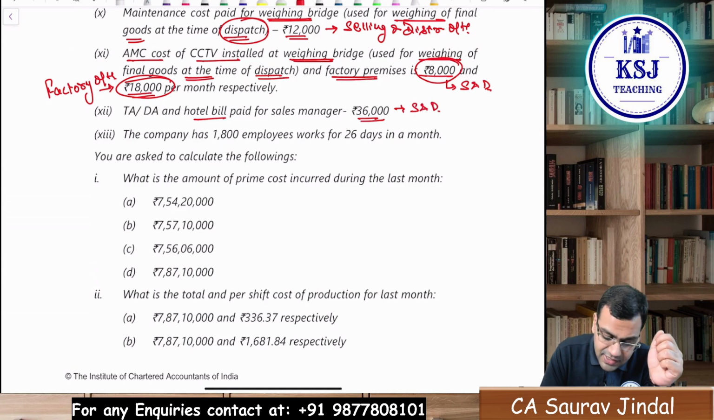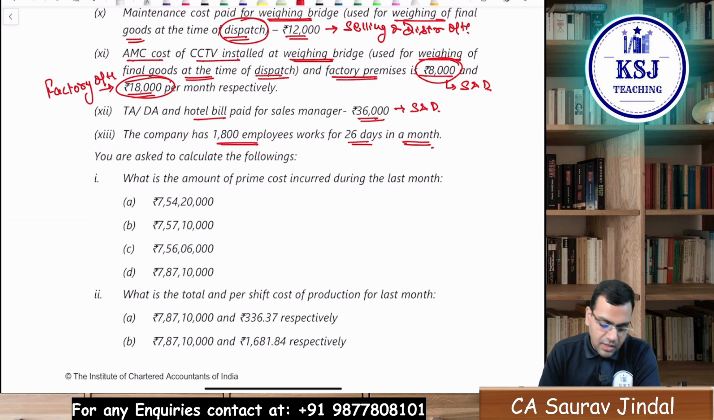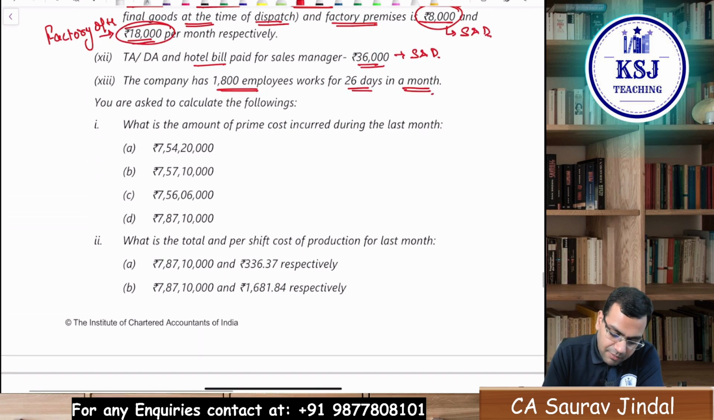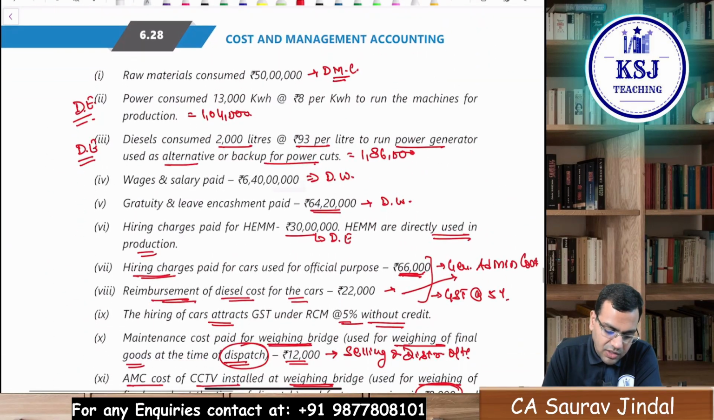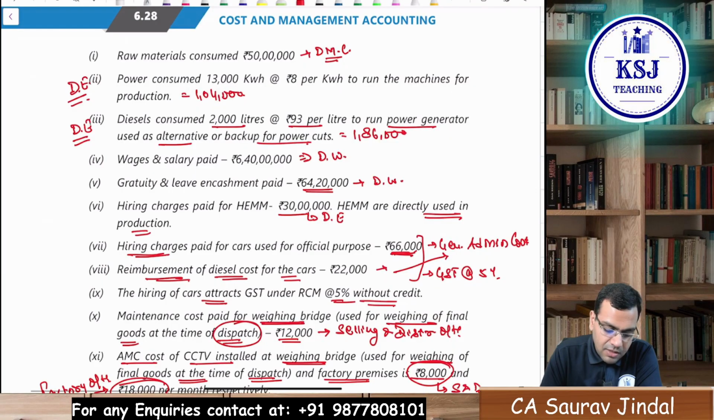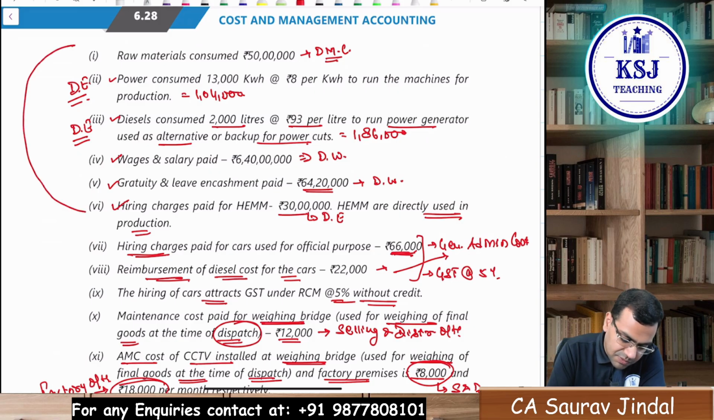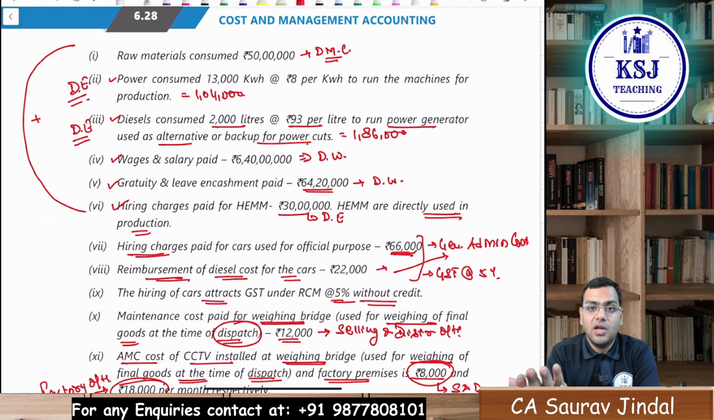The company has 1,800 employees, works for 26 days in a month. You are asked to calculate the amount of prime cost incurred during the last month. So what will be the prime cost? Prime cost will be material consumed plus power cost plus diesel cost plus wages plus gratuity plus hiring charges for the hem. So the sum total of this part will be your prime cost.